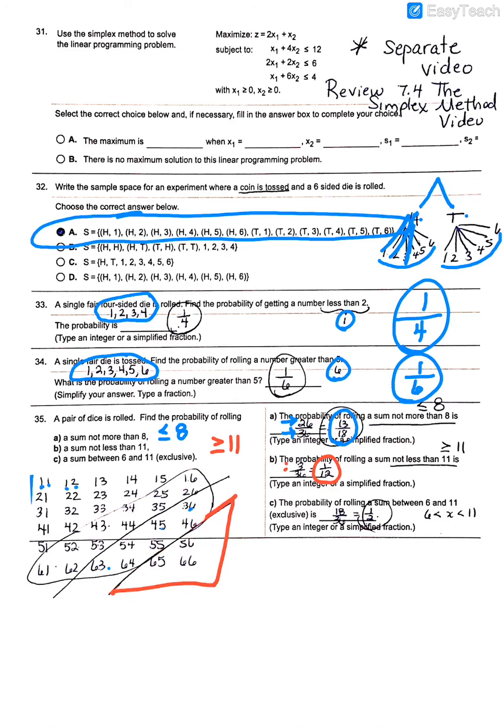And then finally, for the last question, they're wanting to talk about a sum that is between 6 and 11. Exclusive means does not include. And so we've got to be bigger than a sum of 6. So there's my line that divides those, but smaller than a sum of 11. So you're talking about all of those outcomes in that green box. And if you count them up, there are 18 out of the 36, and that reduces to 1/2.